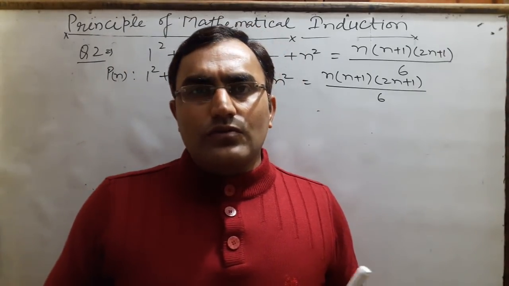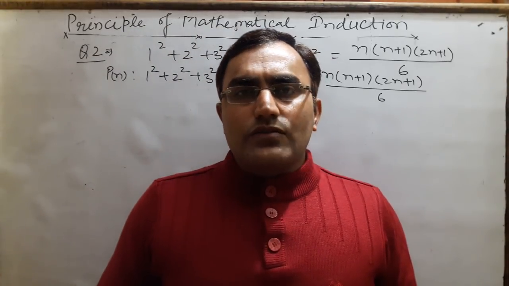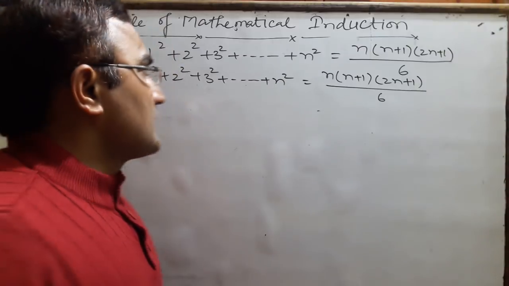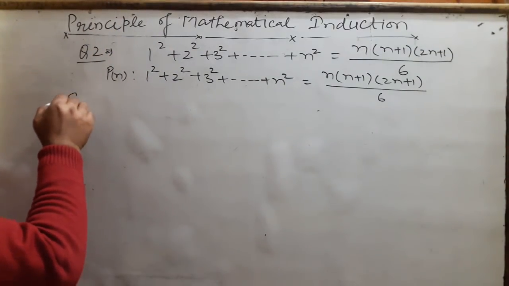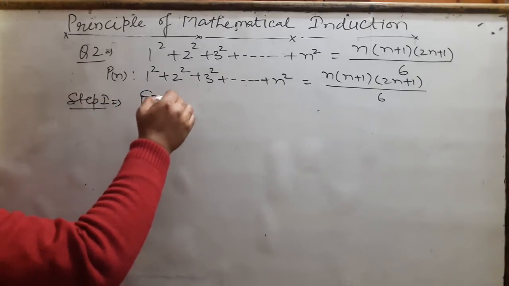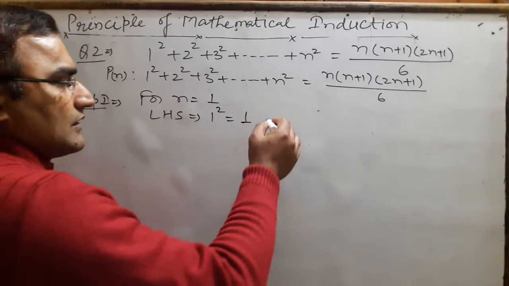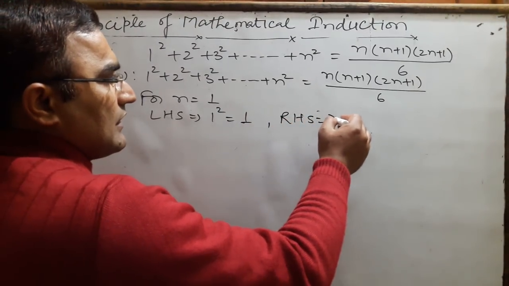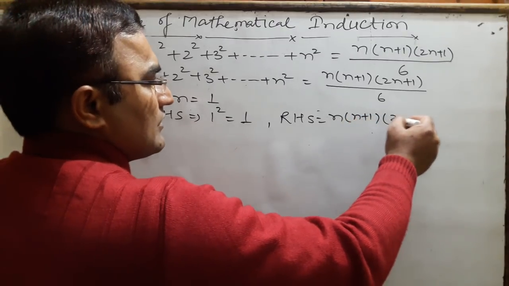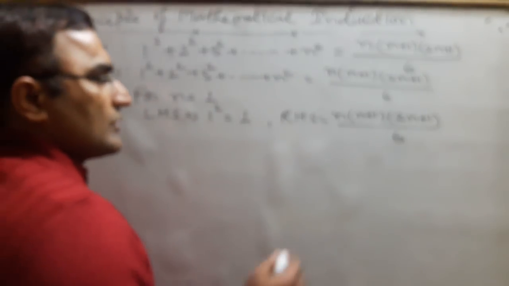All PMI questions complete in 3 steps. Step first, for n is equal to 1. Step second, for n is equal to k. And step third, for n is equal to k plus 1. Now start. Step first, for n is equal to 1, LHS is 1 square, which is 1. RHS is n into n plus 1 into 2n plus 1 upon 6. Now substitute n is equal to 1.